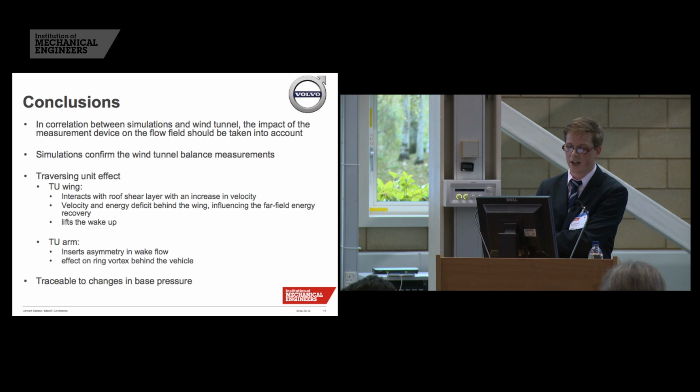So the simulations can confirm the wind tunnel balance measurements, so that there is a difference. And we see this effect from the wing by an increased velocity, for instance, on the roof shear layer, and it lifts the wake up. And also from the arm, because the arm inserts an asymmetry in the wake flow, and has then an effect on the creation of the ring vortex behind the vehicle. It's also traceable to the changes in the base pressure.